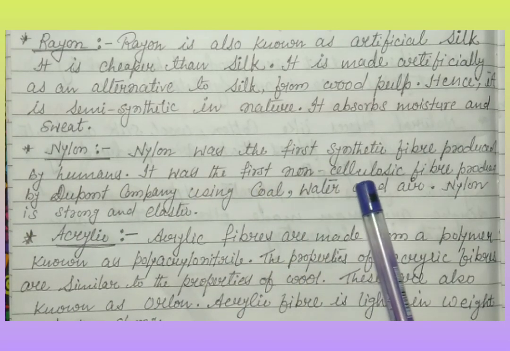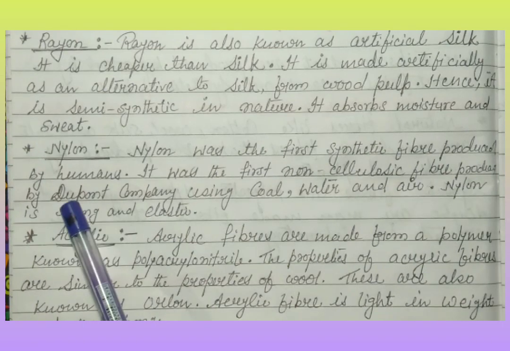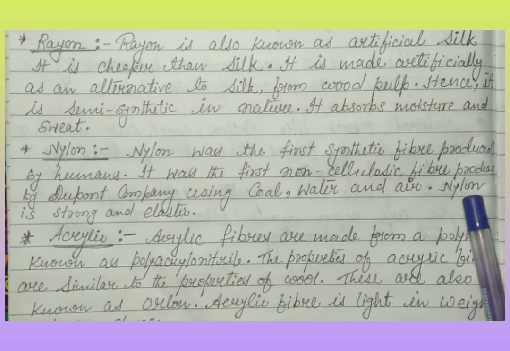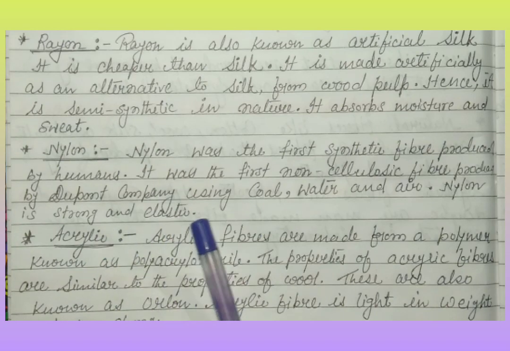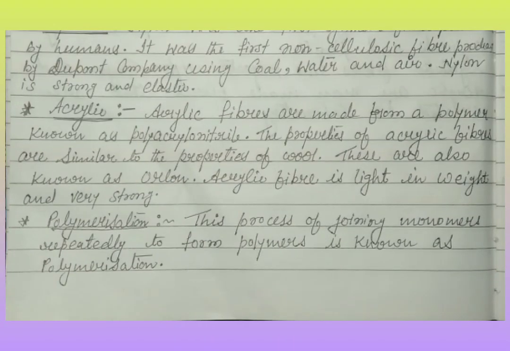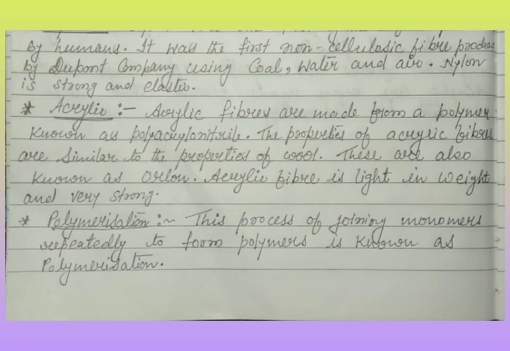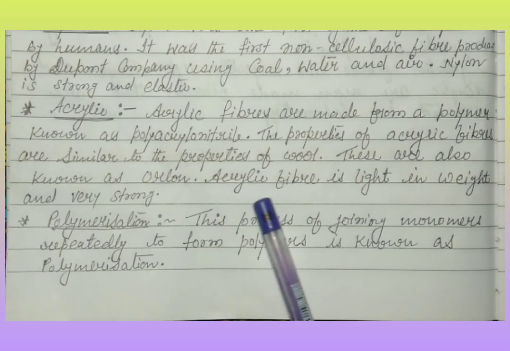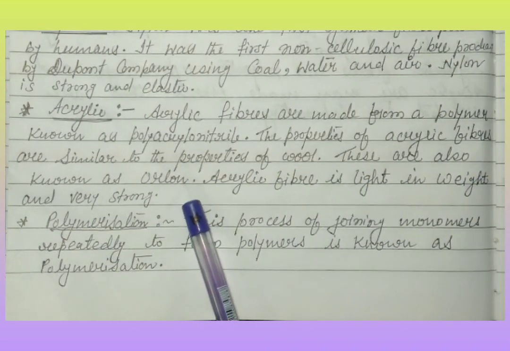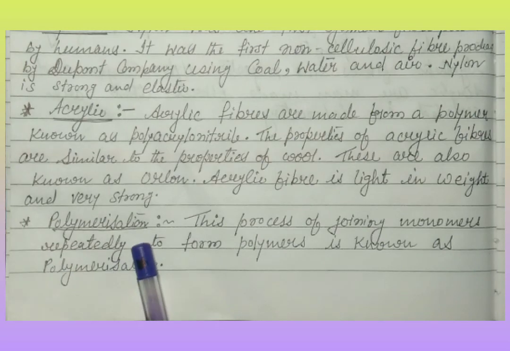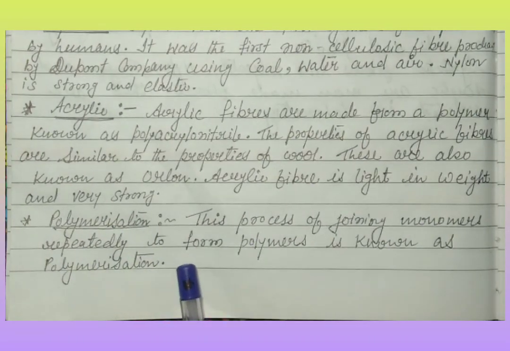Nylon: nylon was the first synthetic fiber produced by humans. It was the first non-cellulosic fiber, produced by the DuPont company using coal, water and air. Nylon is strong and elastic. Acrylic fibers are made from a polymer. The properties of acrylic fibers are similar to the properties of wool. These are also known as Orlon. Acrylic fiber is light in weight and very strong. Polymerization: the process of joining monomers repeatedly to form polymers is known as polymerization.